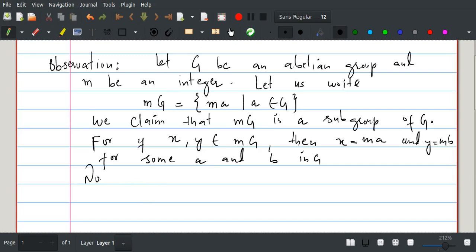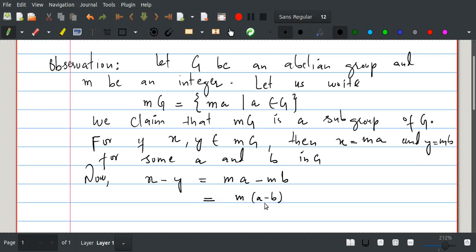Now X minus Y is MA minus MB. Now G being abelian, we have this is M times A minus B. Since A is in G, B is in G, so their difference is in G because G is a group. So this is an element of G. So this whole thing over here is an element in MG by definition of MG. Hence MG is a subgroup of G.